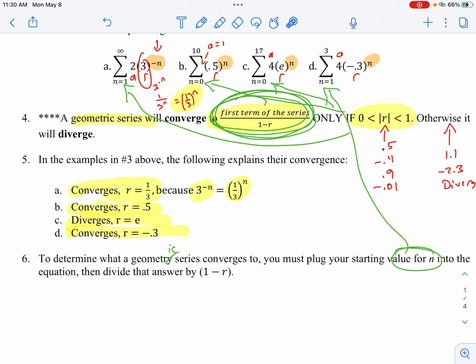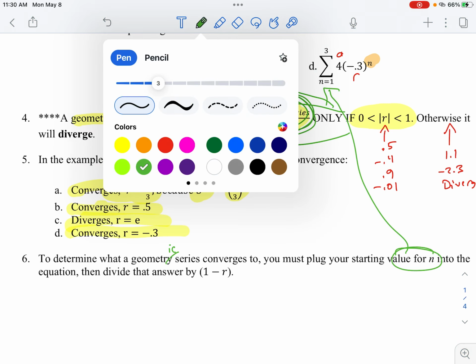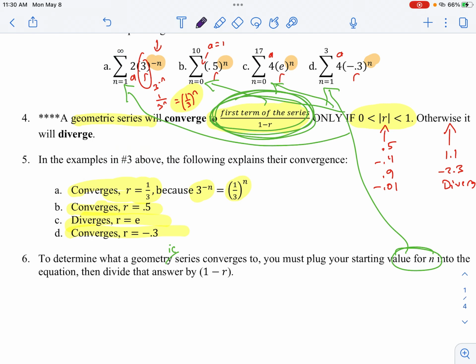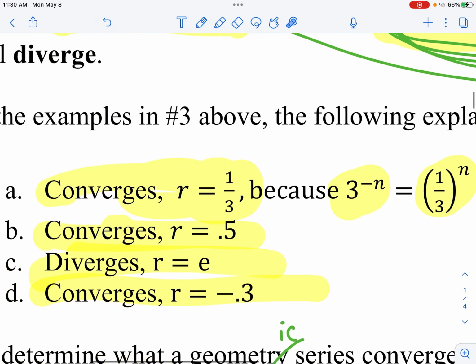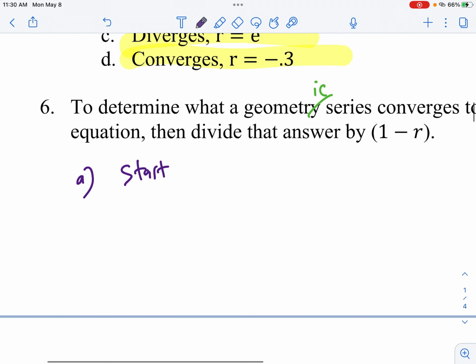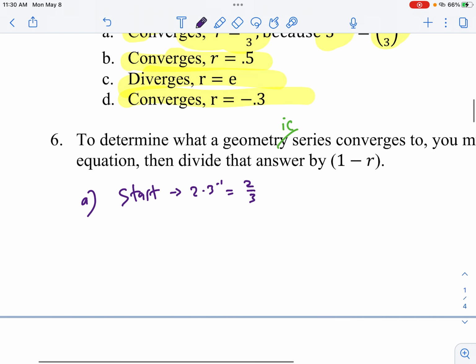So let's look at A, B, and D since they all converge here. Since they converge, let's figure out what they are. Well, we need a starting value for letter A. So we're going to plug, let me zoom in on A here, n equals 1. So we're going to plug 1 in for n. So 2 times 3 to the negative 1. 2 times 3 to the negative 1 is 2 over 3. So that's our starting value.